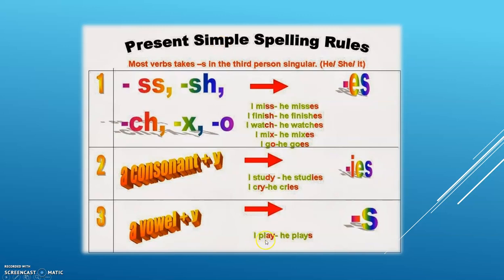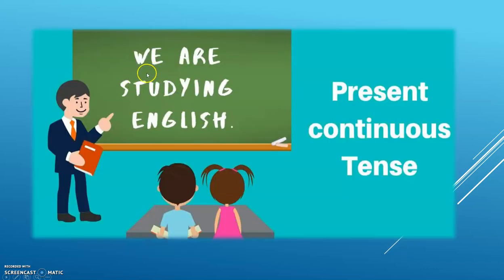Then, first person, I play. Third person, he plays. Here we don't have ES. Always remember this. Here we don't have ES. So, you must know these spellings, okay, where we usually make mistakes. Now, we finished with the first type under present tense. What is that? That was present simple tense.